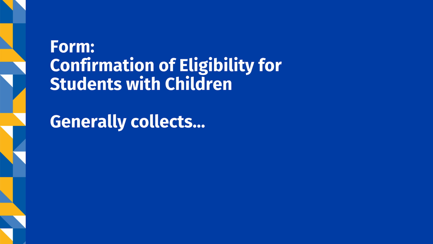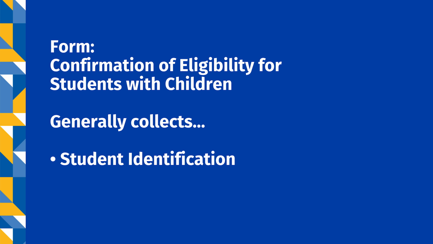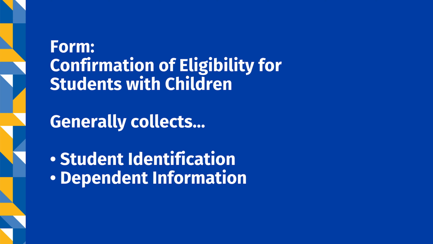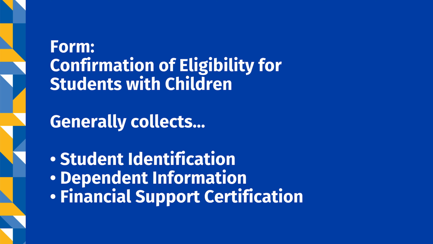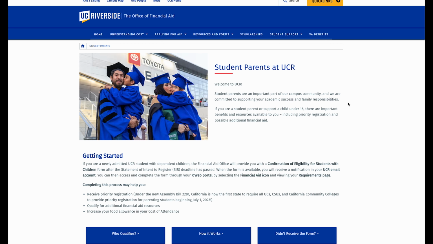It generally collects student identification, basic student details including your name and student ID number, dependent information, names, dates of birth, birth certificate and relationship status of the student's children who are under 18, financial support certification, a formal confirmation or certification that the student actually provides more than half of the dependents' financial care and housing.